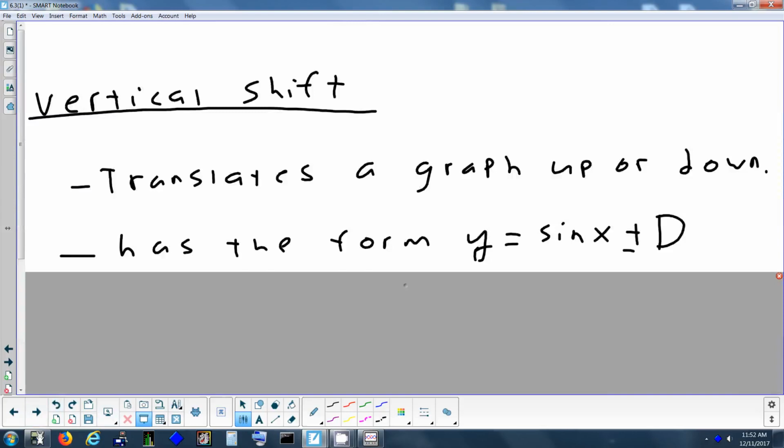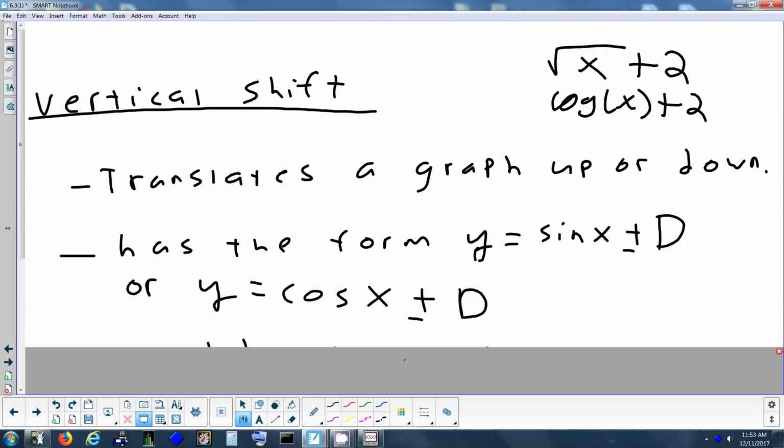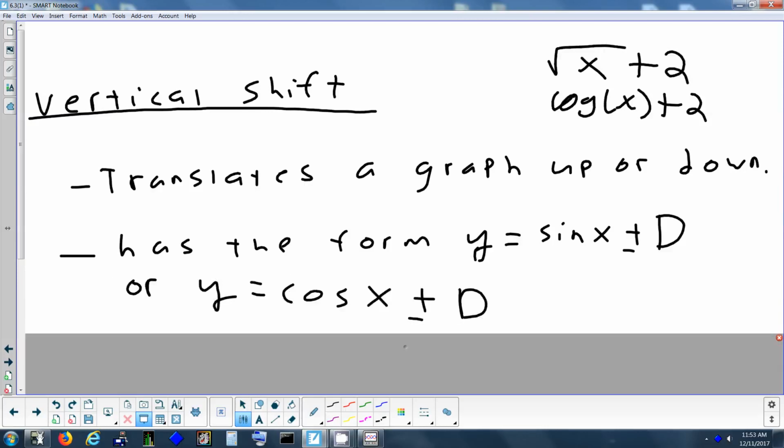If you already know that, you don't need to write it, don't write it. Vertical shift translates up and down. Where is the vertical shift in an equation? It's the number at the end. We did that with square roots. It's a square root shifted up 2. That's a log function shifted up 2. Oh, it works the same with sine and cosine.